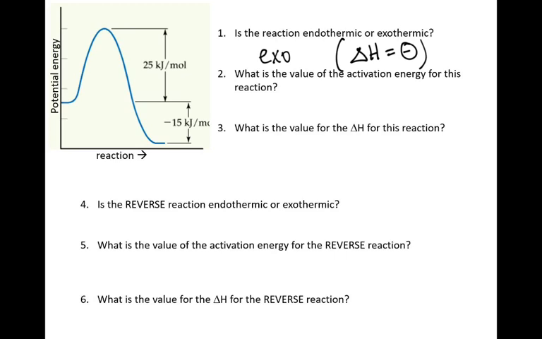Number 2 says, what is the value of the activation energy? All right, so it's from where we start to the top of the hump. What does it show on the graph from the start to the top of the hump? 25, yeah. So activation energy, I'll call it EA, equals 25 kilojoules. Activation energies will always be positive numbers because they're always going over a hump, so they're always an uphill battle.